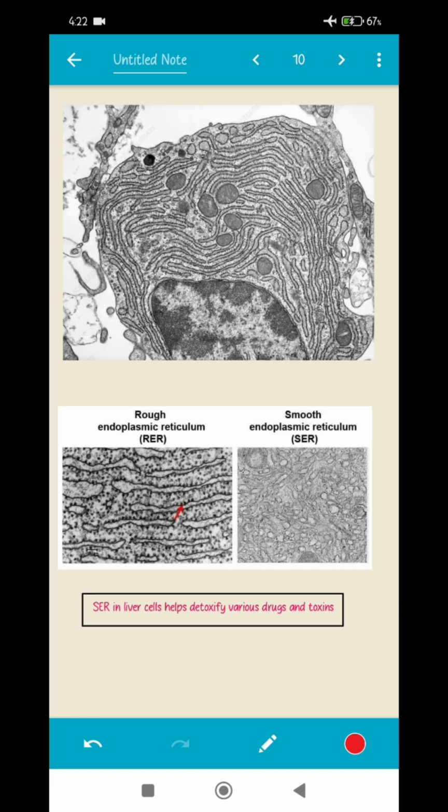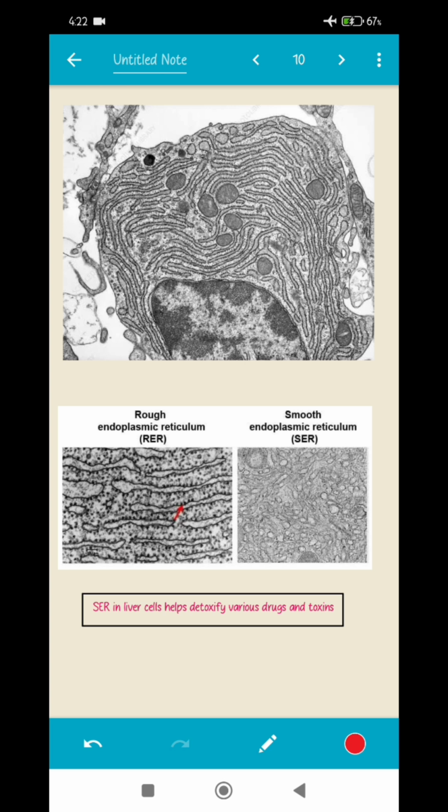Now, as you can see, these are real life images of endoplasmic reticulum. Rough endoplasmic reticulums have tiny dots on them. Those are essentially the ribosomes, and smooth endoplasmic reticulums are utterly smooth, and they help in the transportation and synthesis of lipids and fats like we discussed. Now there is another important activity of the smooth endoplasmic reticulum, specifically in the liver cells. Smooth endoplasmic reticulum in the liver cells helps detoxify various drugs and toxins.